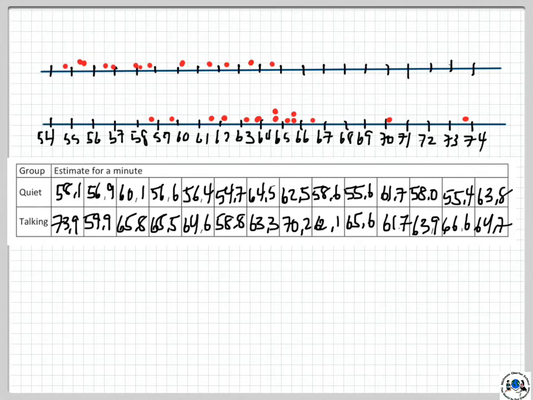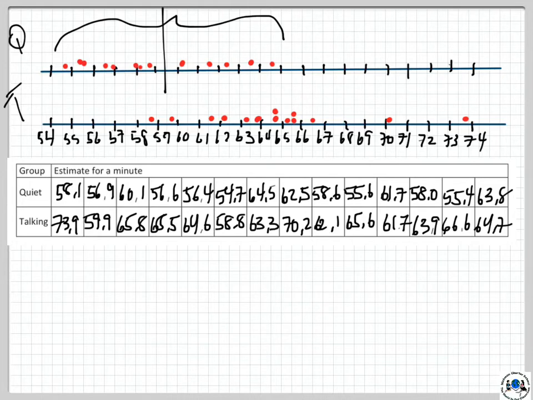The quiet distribution is fairly symmetric. This is quiet up top here, and this is the talking. You can see our range right there, between 54 point something and 64 point something. Put a line down the middle, and it's pretty darn close to being symmetric.